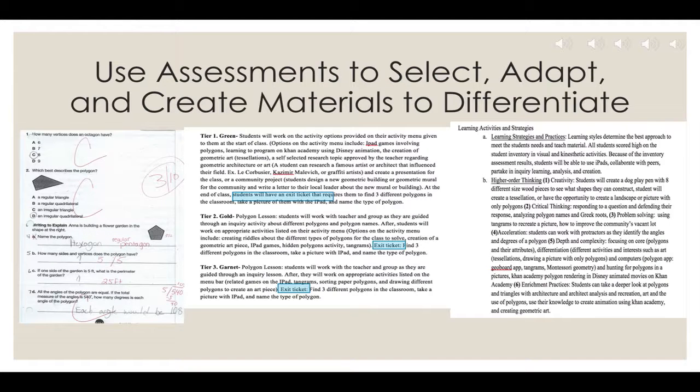Picture 1 is a pre-assessment that was used in a 5th grade math class. The pre-assessment was used to determine the student's prior knowledge regarding polygons. The results from the pre-assessment were then used to create different tiers for students based on prior knowledge, areas of strength, and areas of weakness. In each tier, students work on level with activities that reflect their learning styles and interests.